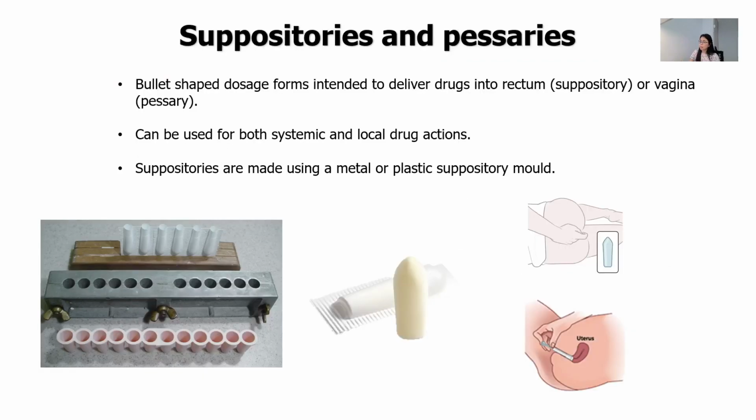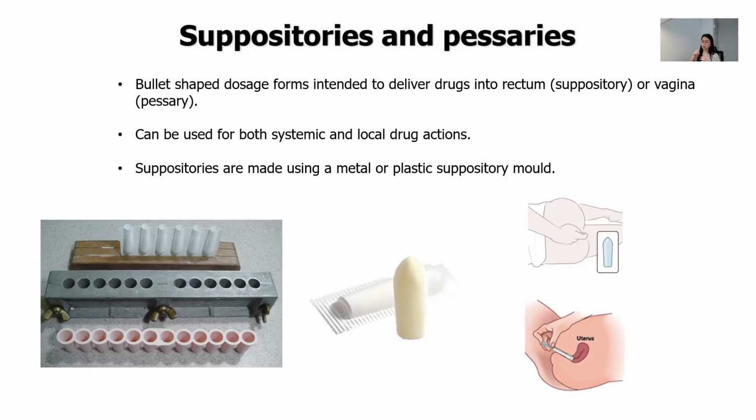So the last examples of solid dosage forms are suppositories and also pessaries. Both these dosage forms have a bullet shape. They are intended to deliver drugs into either the rectum, in which case we call it a suppository, or into the vagina, in which case we call it a pessary. They can be used for both systemic and local drug action.